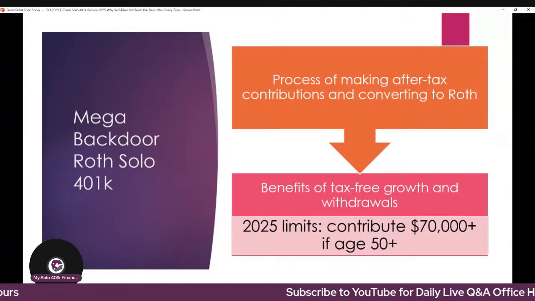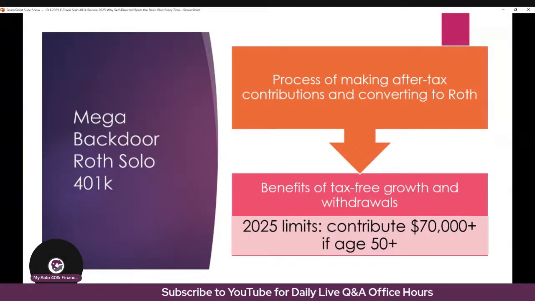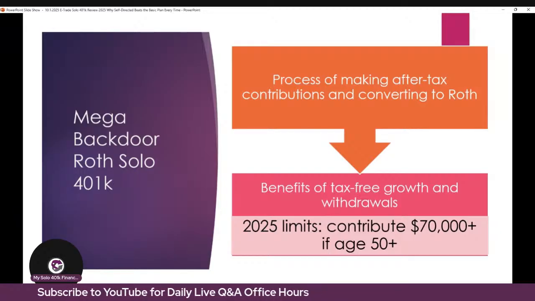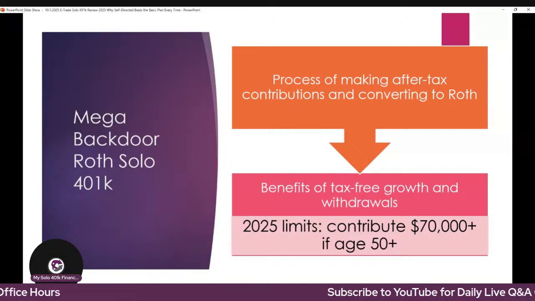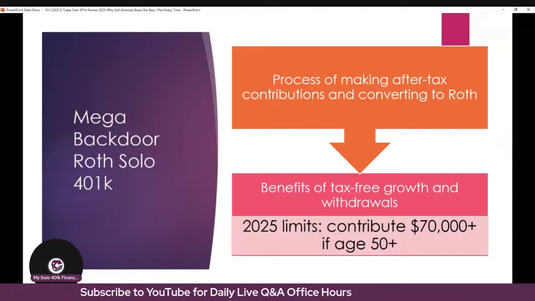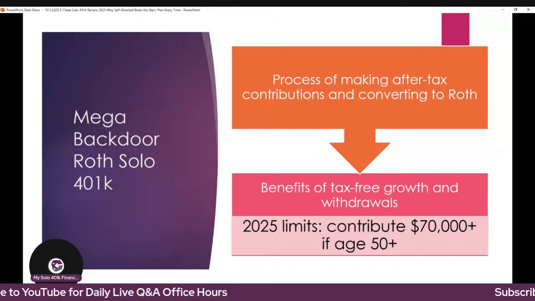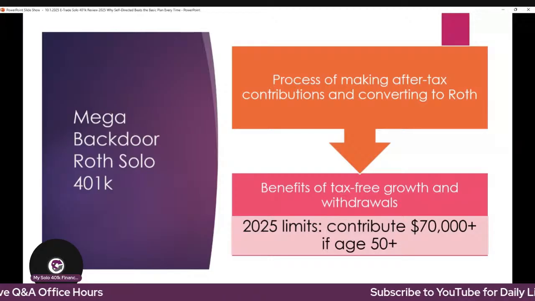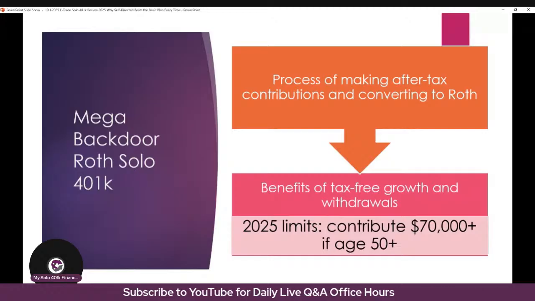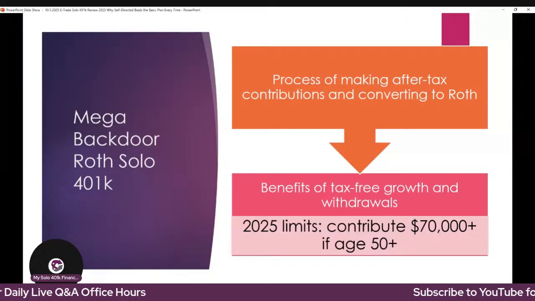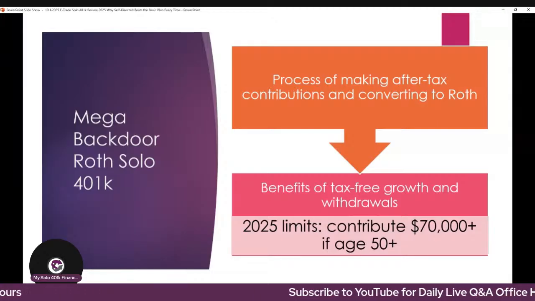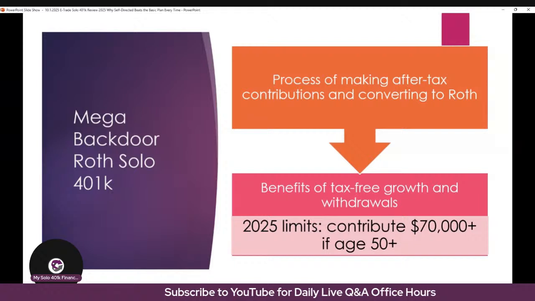Mega Backdoor Roth Solo 401k is really an industry term that refers to making voluntary after-tax contributions to a solo 401k and then transferring those funds from the voluntary after-tax solo 401k account either to a Roth IRA or a Roth solo 401k. So it's a two-step process. First, you deposit the money into a separate voluntary after-tax account. And then step two, you move the after-tax solo 401k funds either to a Roth solo 401k or a Roth IRA. So the benefit is, just like any Roth contribution, you get the potential for tax-free growth.